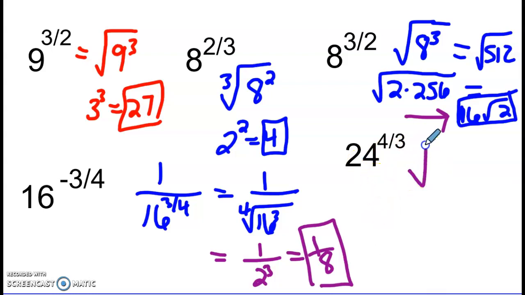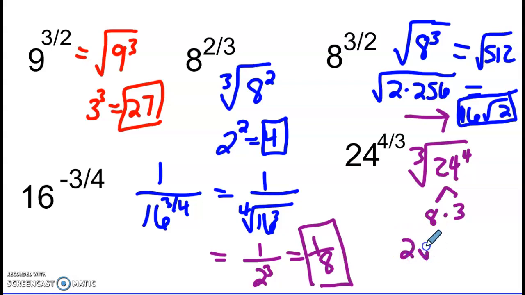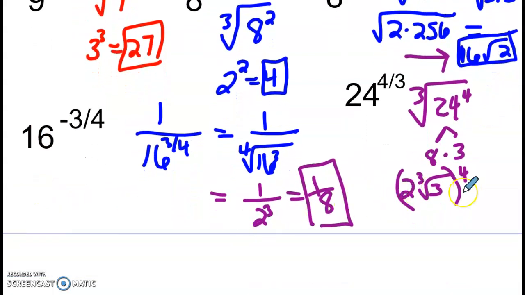24 to the 4/3. That's the cubed root of 24 to the 4th. Again, I can't really take the cubed root of 24, so maybe I'll simplify that first, though. Do it the opposite way as we did this one up here. What's 24? A perfect cube would be 8, right? 24 is 8 times 3. The cubed root of 8 is 2. So this is 2 cubed root of 3, and I'm going to be raising that to the 4th. So you could do it that way if you prefer.